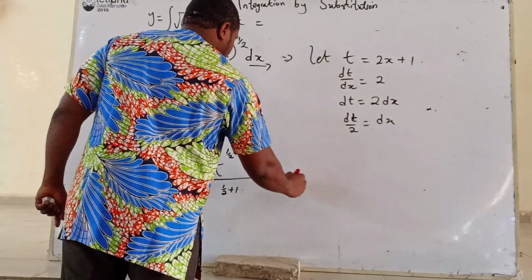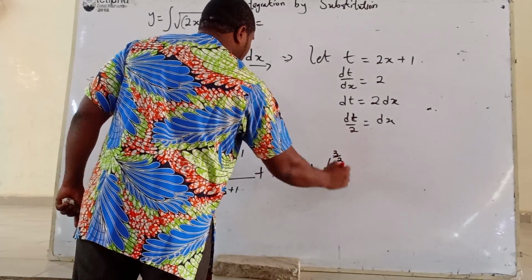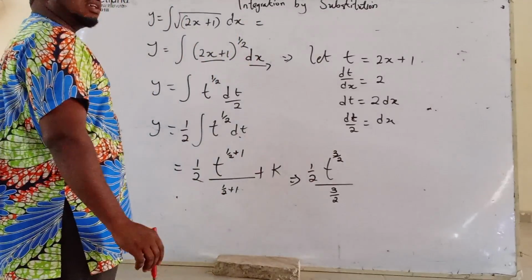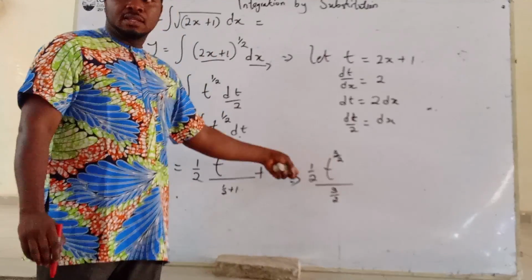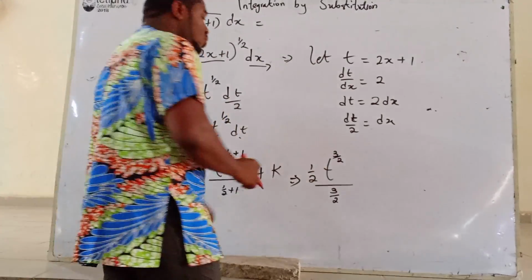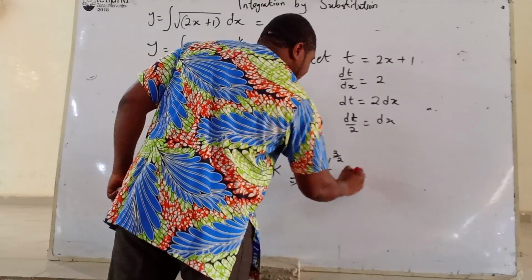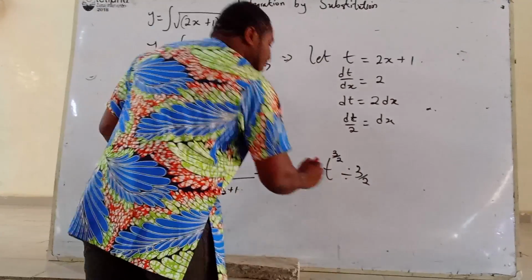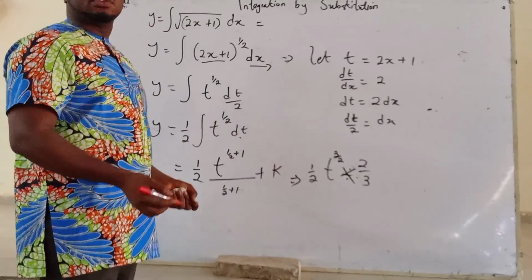Somebody should talk to me now. Fantastic. So I have t raised to 3 over 2, divided by 3 over 2. So I can flip this to this side now. Can I bring what is down to this place? Look, people. This is divided by 3 over 2. Is that not so? Change it to multiplication, it will be 2 over 3.